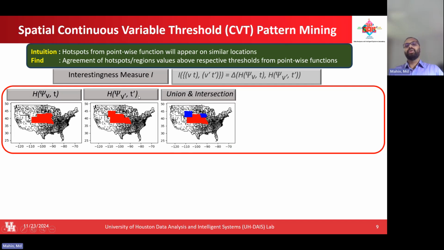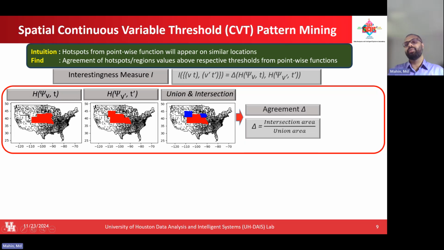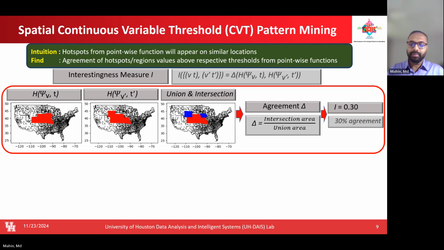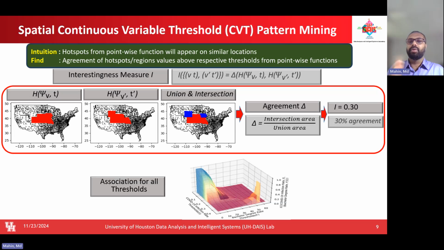Then we find the union and intersection, like what is the union of the hotspots of these two regions. This is the red, and what is the intersection. For example, this red region is the intersection, and the whole red and blue region is the union. Then we find agreement, which is intersection by union. For example, if we find the intersection by union is 0.30, then we say there is a 30% agreement. Now, this is for one threshold.